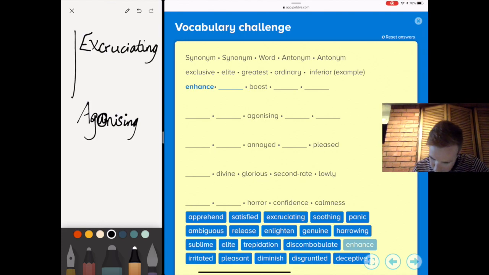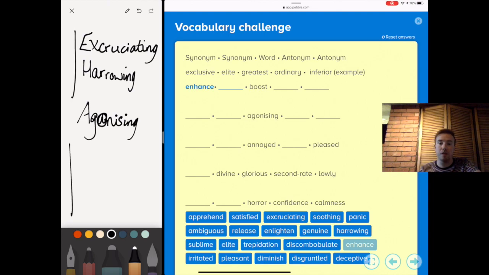So let's keep going. Soothing, panic, ambiguous, release, enlightened, genuine, harrowing is the next one. Now, if I'm going too quick for you, that's the beauty of it being a video, because you can just pause it. So if you want to have a go at finding the antonyms yourself, then pause the video, go and have a look, and then come back and see if you've got them right. And again, they might not all be in those blue words at the bottom, but they might be. These two were.